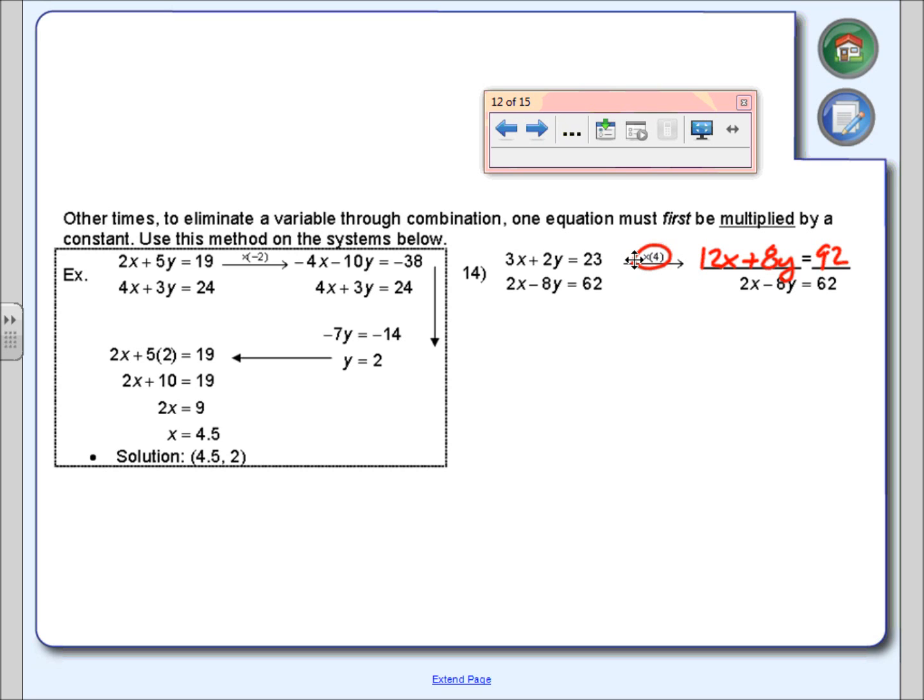Well, look what's going to happen when I add these two equations together. 12x plus 2x is going to give me 14x. 8y plus a negative 8y is 0. We just eliminated the y values. So the whole reason behind multiplying the first equation by 4 was so that the y's would eliminate. Let's go ahead and add up the 92 and the 62. Put that in your calculator if you don't know, 92 plus 62 is 154.